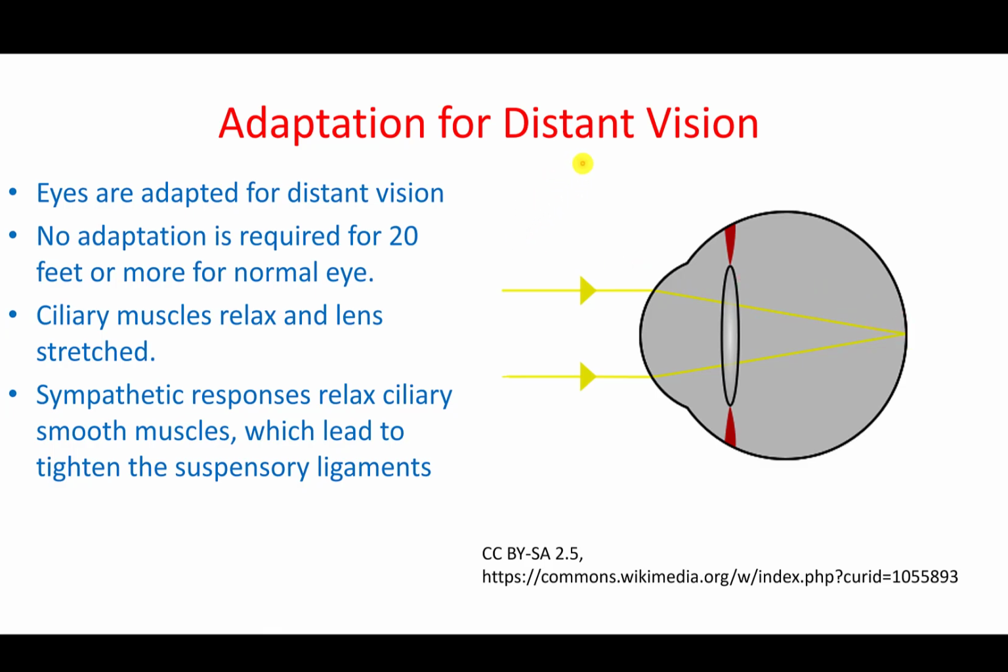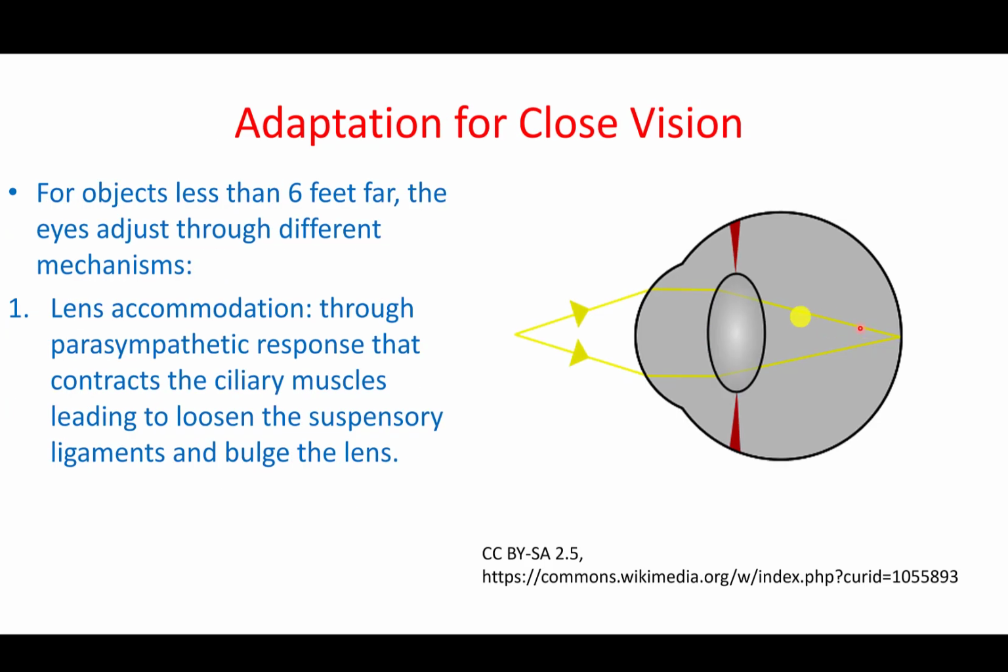Now, for the distant vision, it's usually a sympathetic response. However, you need to be careful that this sympathetic response will cause relaxation in the ciliary muscles. And this relaxation would lead to tightening the suspensory ligament. For the close vision, there are two adaptations. The first one is related to the ciliary muscles and the suspensory ligament.